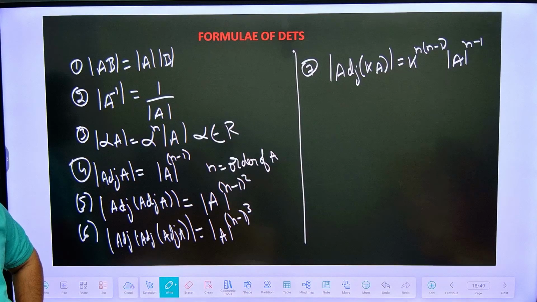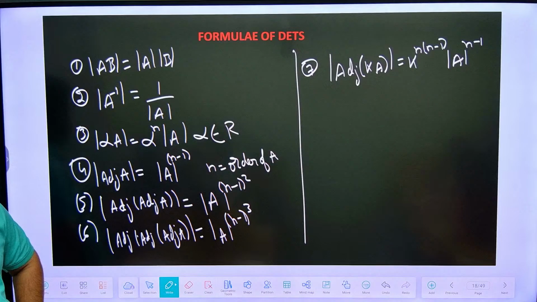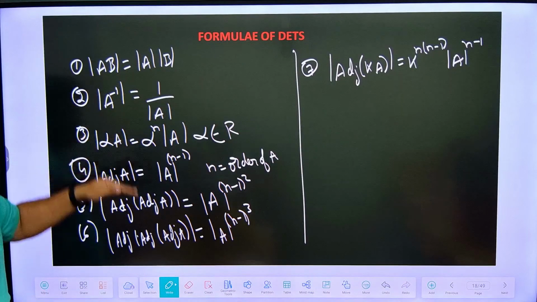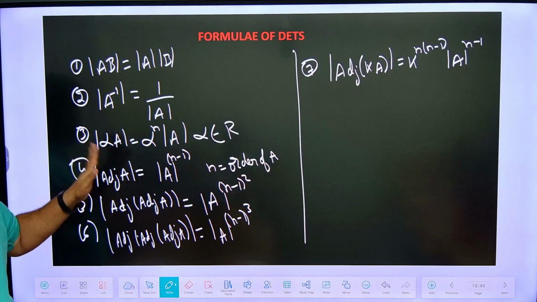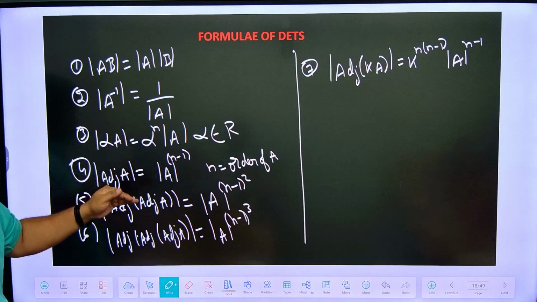So if they give adjoint of 2 times A, 2 will come out, 2 to the power of n into n minus 1, into determinant of A power n minus 1. N is what? Order of A. Clear? These properties or formulas you have to remember definitely. By remembering this, so many questions you will be able to solve directly. That's why you have to remember these properties.